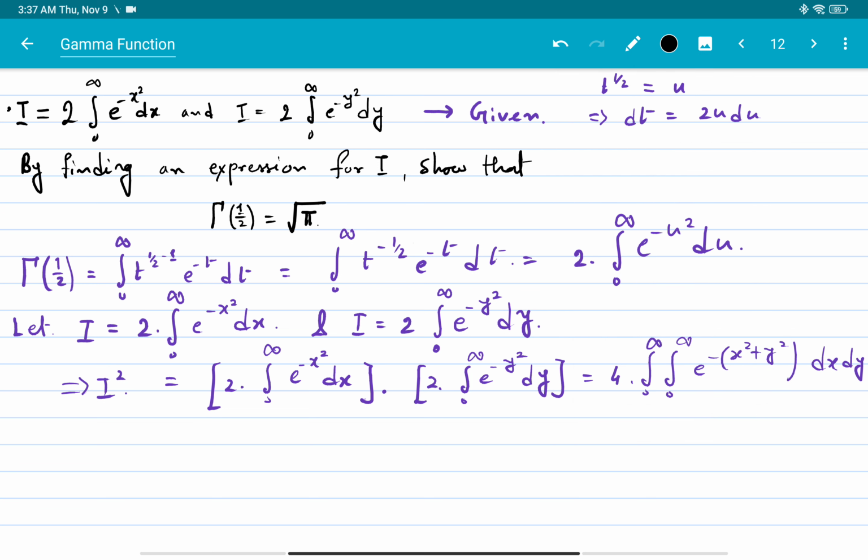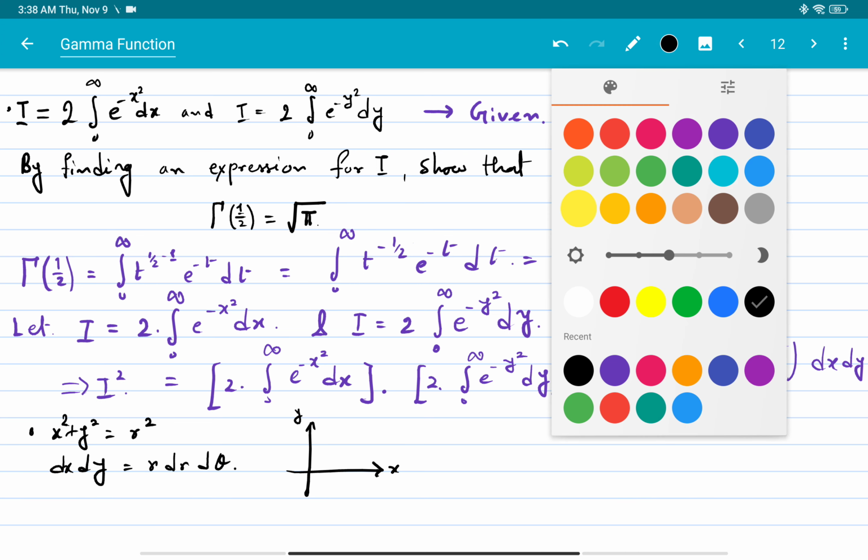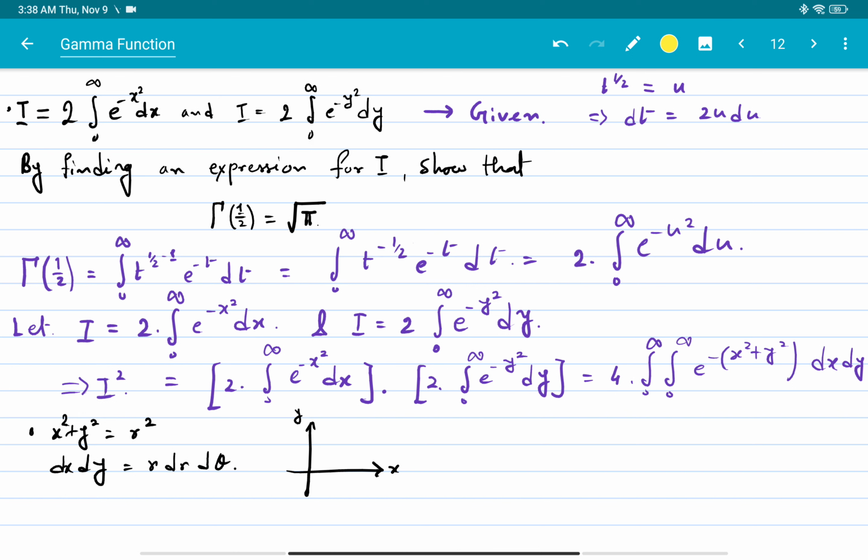So what can we do? We assume x square plus y square equals r square. So dx dy will be r dr d theta. You can figure this out. Let's take a graph. So this is x, this is y.